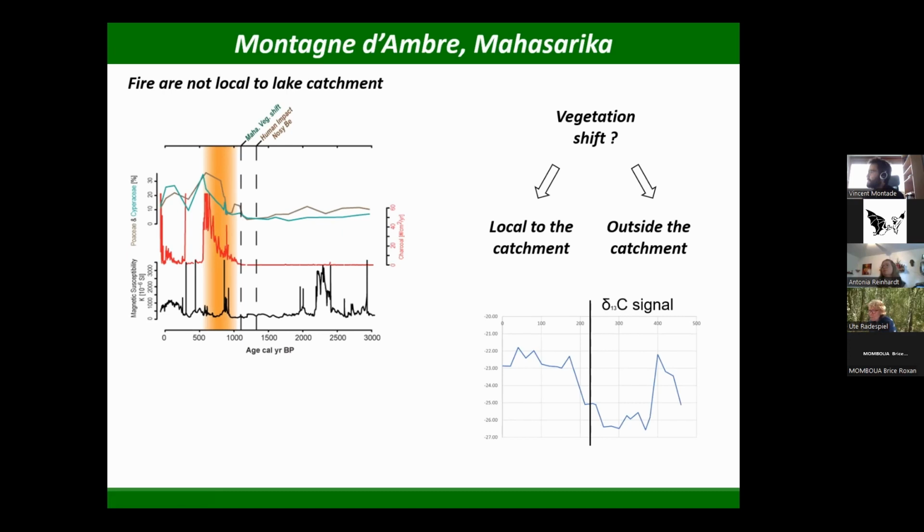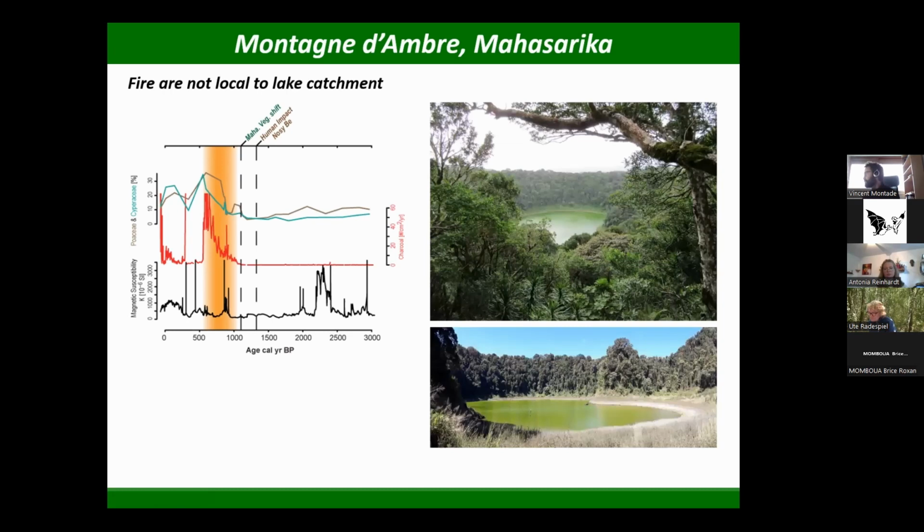of C13 showing a development of C4 grass, for example, and showing that we have a clear change in the catchment of the lake. So that means that the forest was still there around the lake, but the lake level was certainly decreasing and allowing the development of Poaceae, for example, on the shore of the lake, and Cyperaceae. And to confirm this pattern, we can just have a look at how the lake looks like today. On the upper picture, we can see that the lake is surrounded by forest.